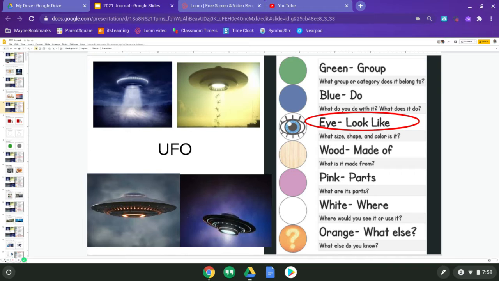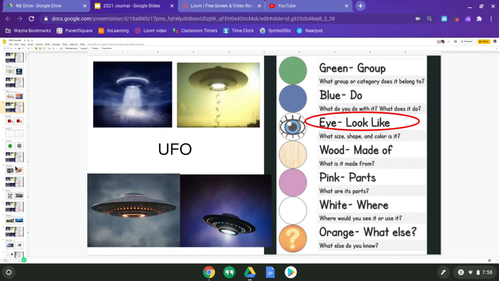And the last one is colors. So what color is a UFO? We know that it's probably made of metal or something like that. So what color would metal be? Think about that as we answer a question.